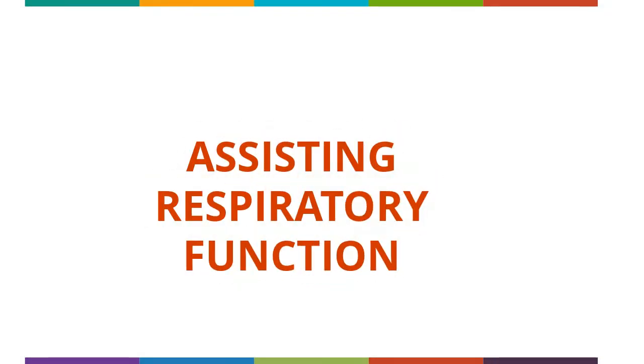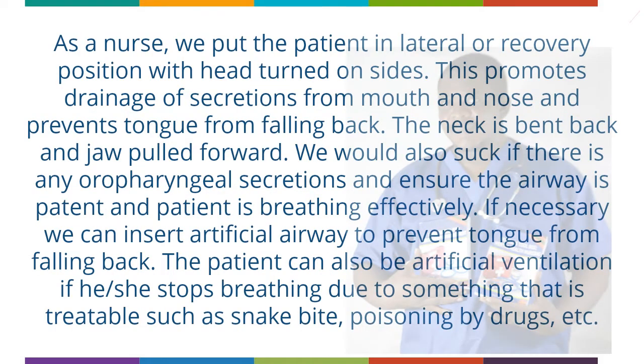Assisting respiratory function. As a nurse, we put the patient in lateral or recovery position with head turned on sides. This promotes drainage of secretions from mouth and nose and prevents tongue from falling back. The neck is bent back and jaw pulled forward. We would also suck if there are any oropharyngeal secretions and ensure the airway is patent and patient is breathing effectively. If necessary we can insert an artificial airway to prevent tongue from falling back. The patient can also be given artificial ventilation if he or she stops breathing due to something that is treatable such as snakebite, poisoning by drugs, etc.